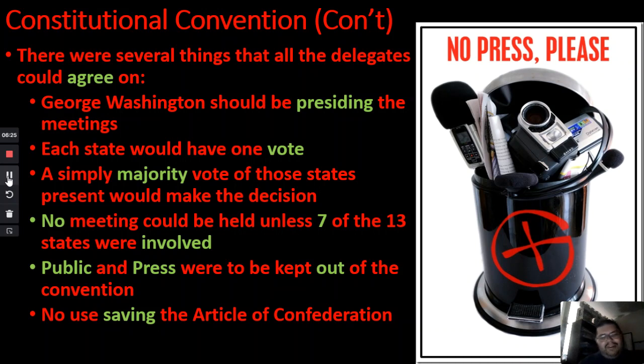The last part was there's no saving the Articles of Confederation. There's no point of holding on to it and saying, let's try to save this and try to preserve it and let's use a majority of this. No, it sucked. It was horrible. It basically destroyed our country. Get rid of it. Let's start new. Okay.